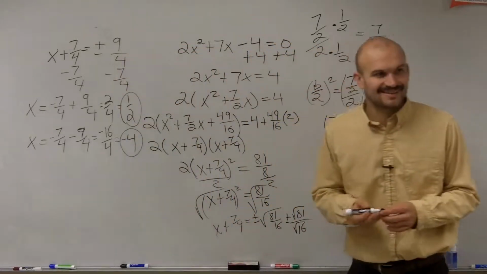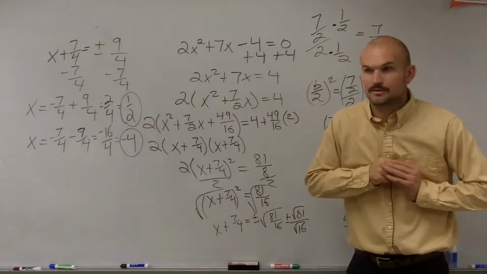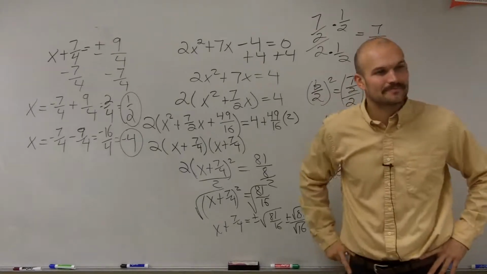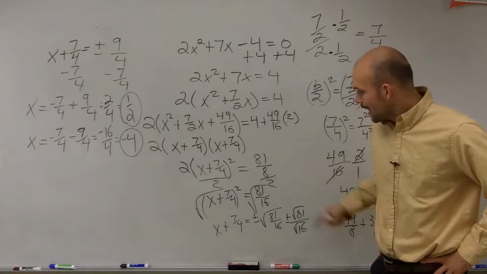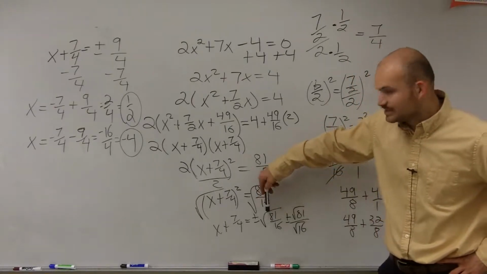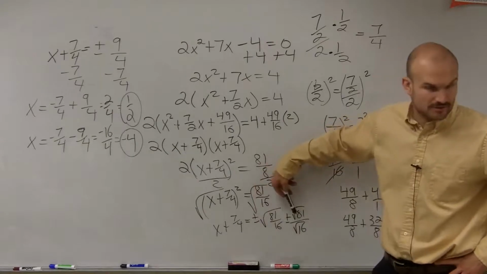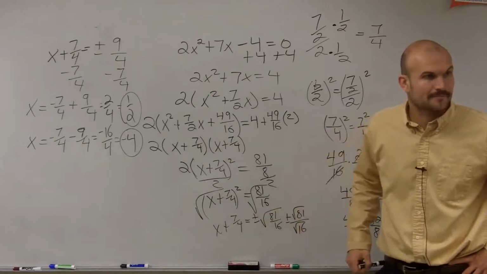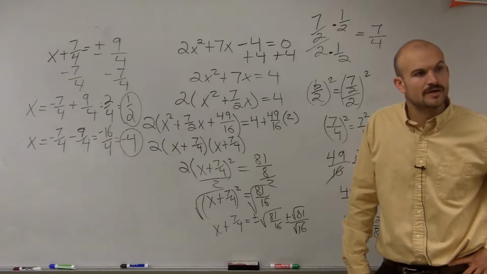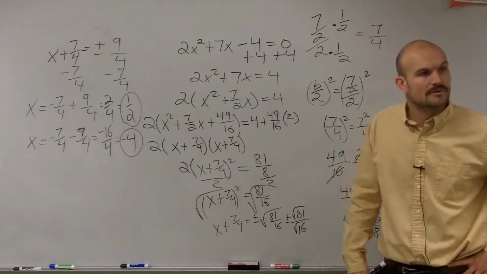Isn't that a lot of fun? Any questions? You guys just acted like I killed you. Yes? I was just showing you that when you take the square root of a rational term, you can break that up into just the square root of the top and the bottom. So think of that as how you can take the square root of a rational number. Okay?